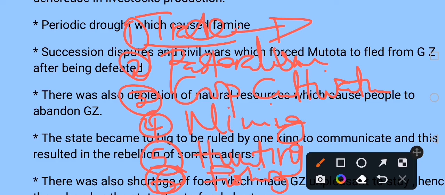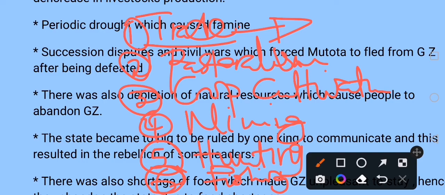Then explain what kind of trade it was. They practiced internal trade and external trade. Internal trade is when they traded among themselves, external trade is when they traded with other people. So they practiced internal trade where they traded among themselves, and they practiced external trade where they traded with the Phoenicians, the Arabs, the Portuguese and the Chinese.